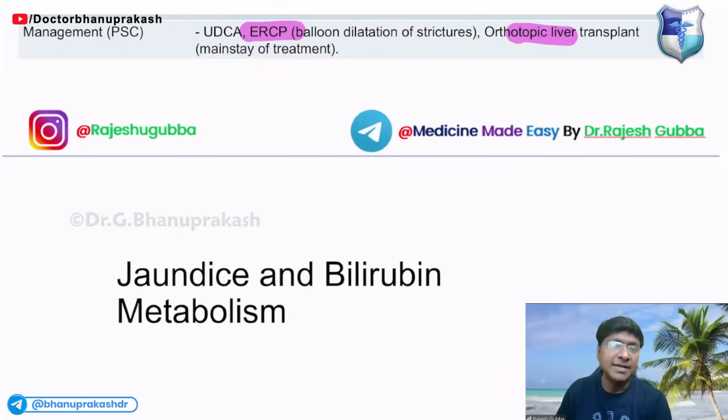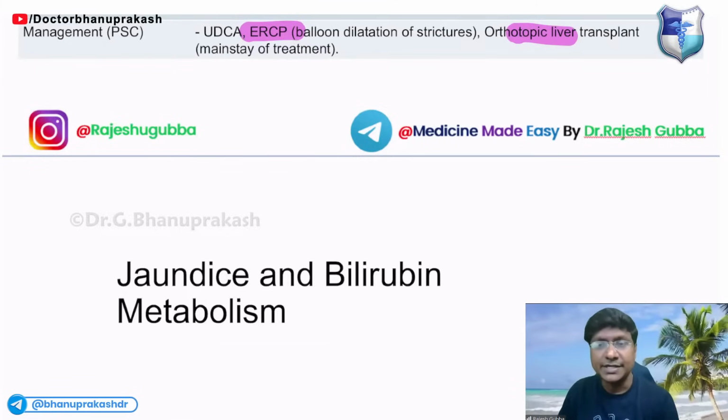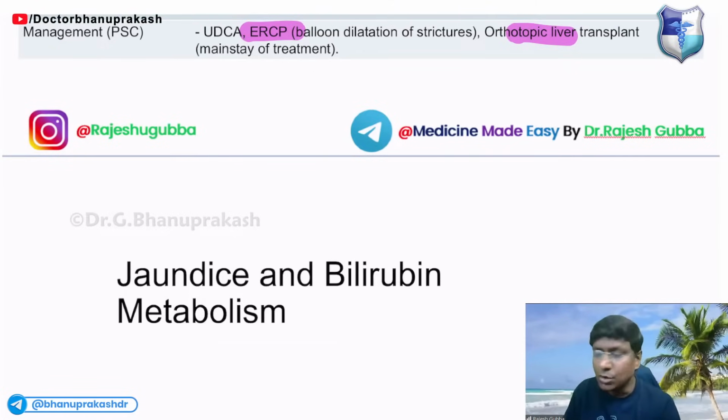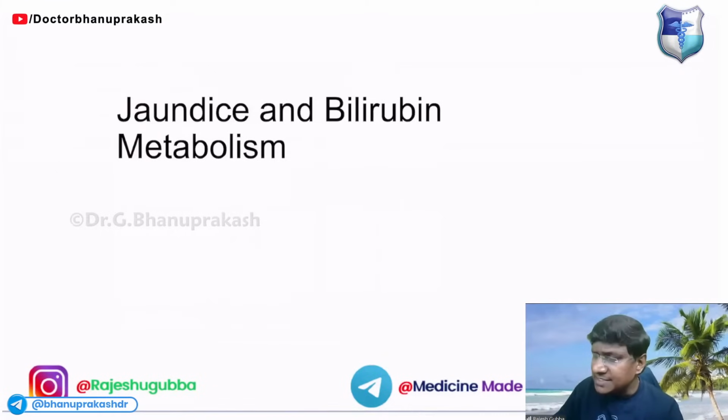So that is about primary biliary cholangitis and primary sclerosing cholangitis. So the difference is, primary biliary cholangitis, only an intrahepatic bile duct problem, whereas primary sclerosing cholangitis, both intrahepatic as well as extrahepatic biliary obstruction. Okay, right. Regarding the jaundice, I'll not go into a detailed discussion. I'll tell you what are those three types of jaundice and what are the findings. That will be done regarding the jaundice.